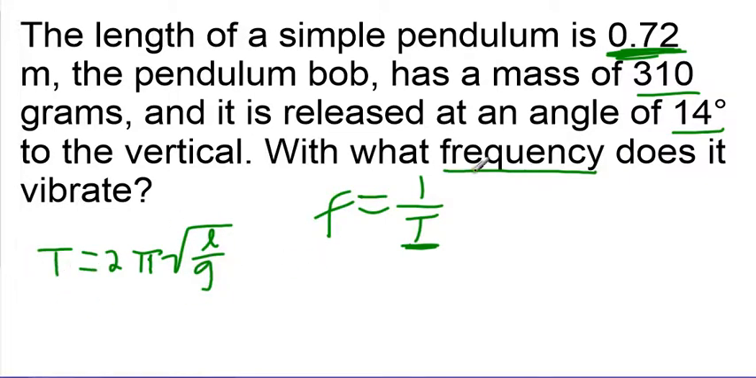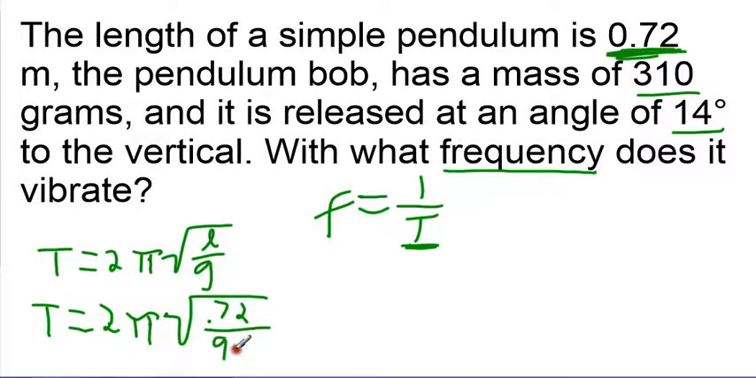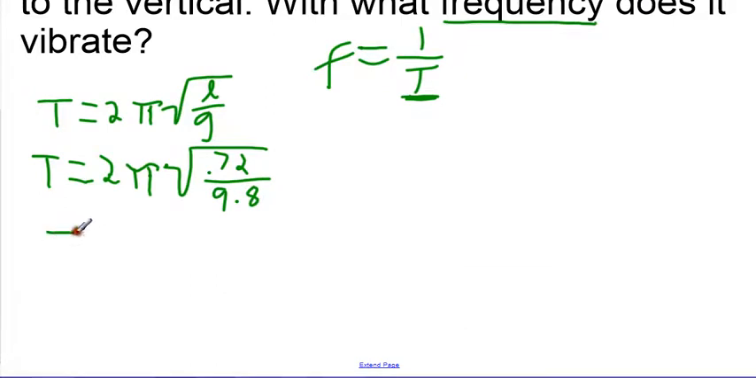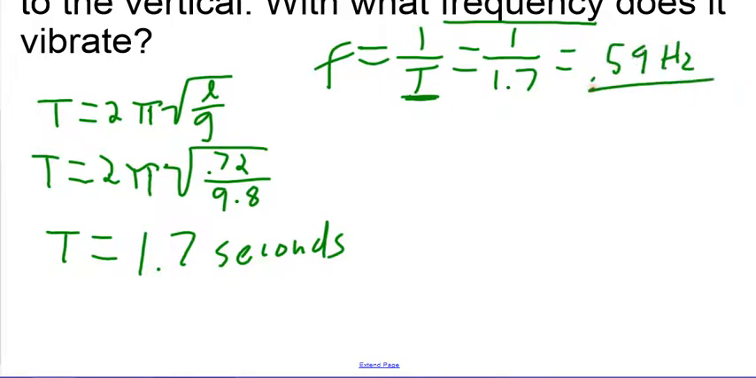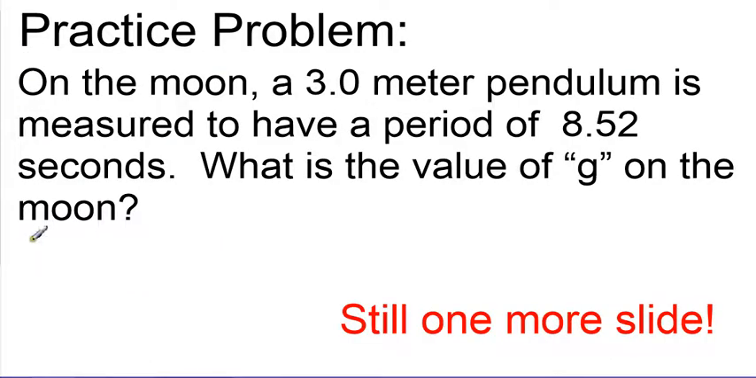So here we have T equals 2 pi square root L over G. And so in this case, to find our frequency, we first need to find our period, and we find our period using this equation. So we have T is equal to 2 pi square root, the length is 0.72 meters over G, 9.8. And from here, we get T is equal to 1.7 seconds. And if we plug it into our equation over here, it's going to be 1 over 1.7, which means our frequency is 0.59 hertz.